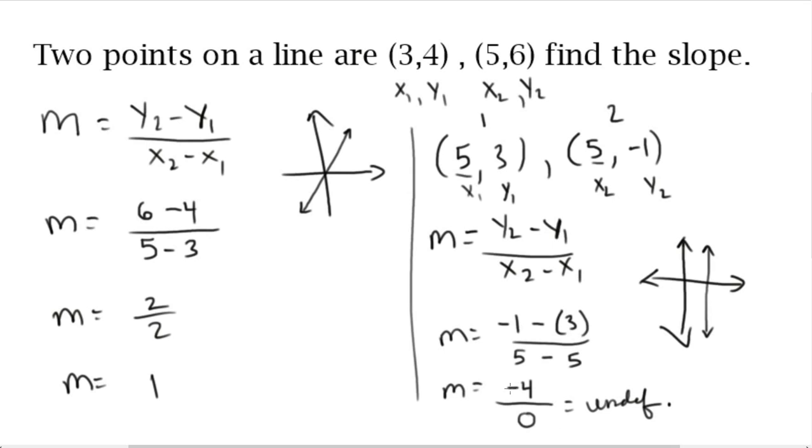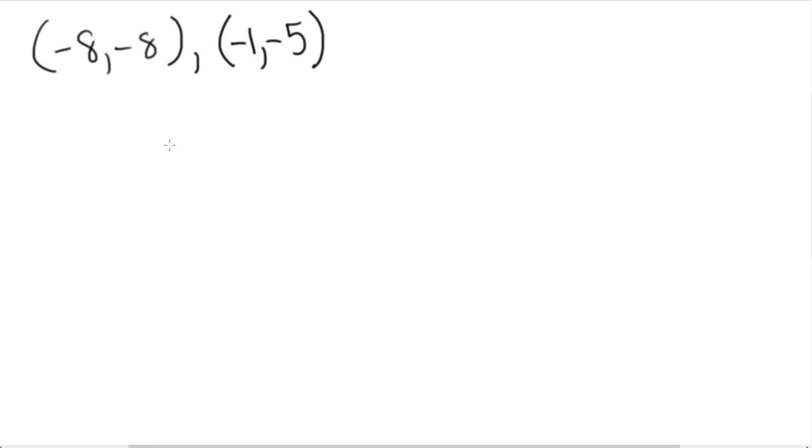It's dropping too fast. Anything over 0 is really a large number, so large we can't calculate it, so we call it undefined. So feel free to pause the video and solve the following. These two are also 2 points on a line. So what is the slope?